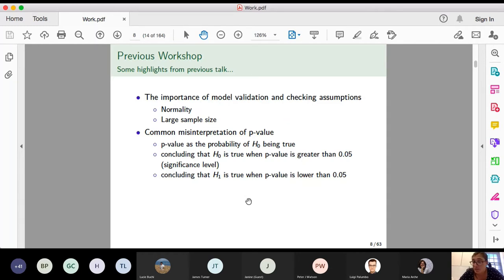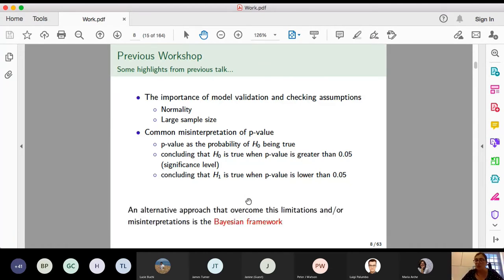Indeed, the significance level is the probability that you will reject the null hypothesis when it's true. So maybe the p-value is lower than the significance level, you reject H0, but still H0 can be true. So you really need to be very careful when you are interpreting hypothesis testing. Now, what do we do if the assumption of normality is not met or the sample size is small? Well, there are other alternatives. One of them is non-parametric methods, like for example, bootstrap. Another alternative, which is the topic of this talk, is the Bayesian framework.